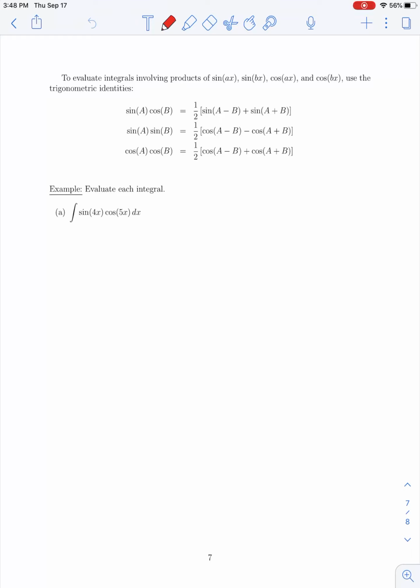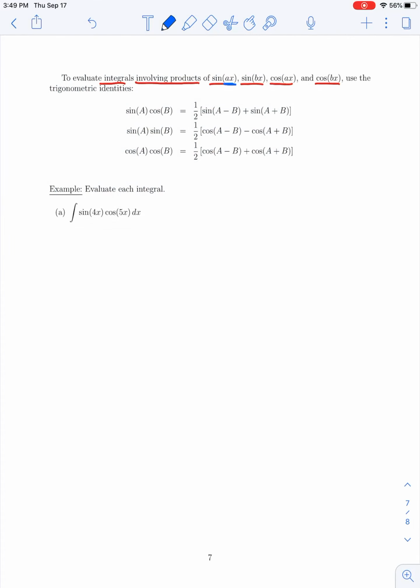Okay, in this lecture we're going to finish our section 3.2 material on trigonometric integrals. The last type of integral that we'll talk about in this section would be integrals that involve products of functions of the form sine of ax, sine of bx, cosine of ax, and cosine of bx. There are some integrals where we need to evaluate products of sine or cosine, but where the arguments of these functions are different values.